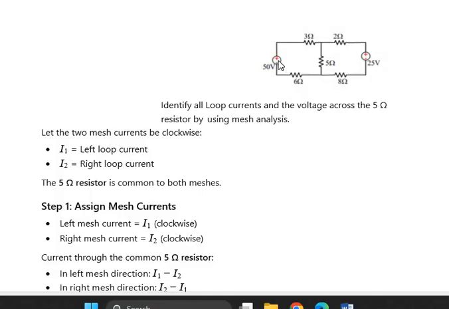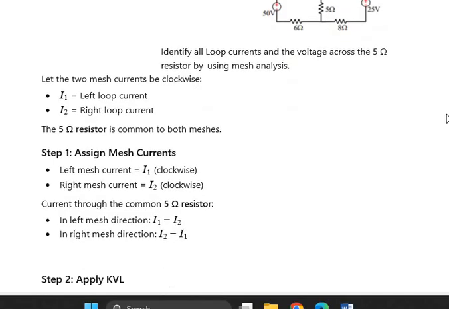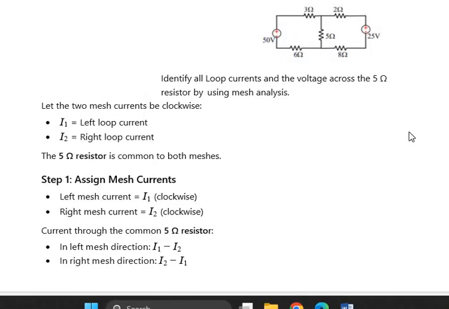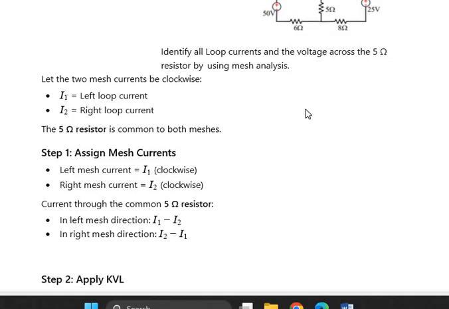So the left mesh current flows from positive to negative, that is clockwise. The right mesh current we are also assuming clockwise. So the current through the common 5 ohm resistor, in the left mesh direction, is I1 minus I2. In the right mesh direction, the current flowing through the 5 ohm resistor is I2 minus I1.